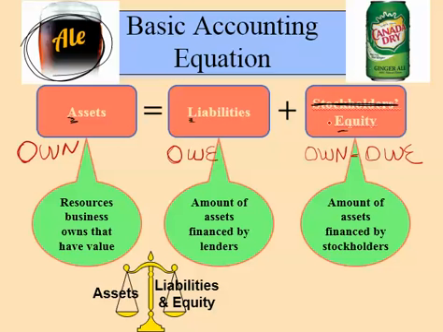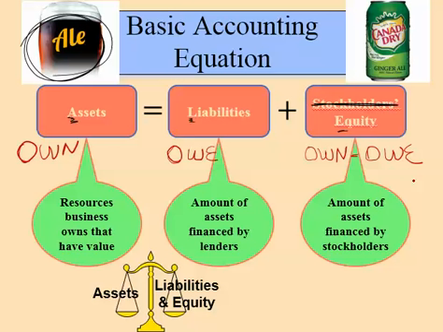So again, it's that ALE. Anytime anyone asks you, what is the basic accounting equation? Think ALE: assets equal liabilities plus equity. And assets are things we own, liabilities are things we owe, and equity is what we own minus what we owe.